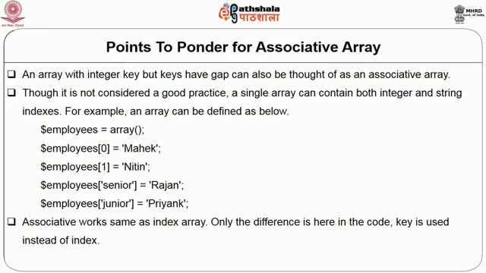Now the thing you have to remember is that an array with integer keys but gaps can also be thought of as an associative array. Say for example, you can define index 0, index 1 and then index 5.